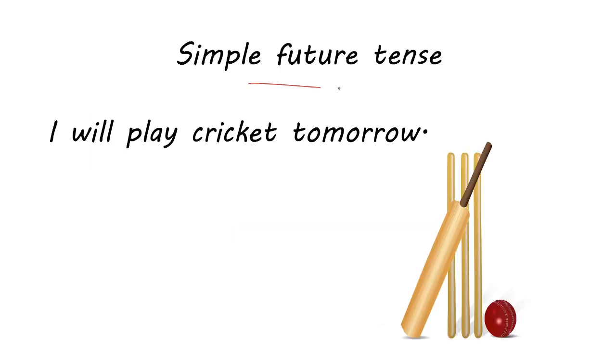And then moving on to simple future tense. The simple future tense can be used to indicate an action which will take place in the future. So we just need to add will along with the verb. So I will play cricket tomorrow. Here play is the verb, and in order to frame a sentence in future tense we need to add will before the verb. So I will play cricket tomorrow shows that the action will take place in the future.